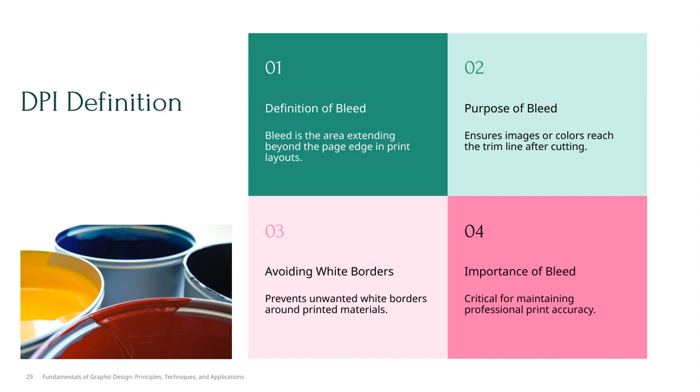The primary importance of bleed is to maintain a professional, polished look. Without it, you might end up with unintentional white margins, which look unprofessional. The main purpose of bleed is to guarantee that images or colors extend all the way to the trim line after the material is cut. This way, we avoid any gaps or inconsistencies, ensuring a seamless appearance in the final product.